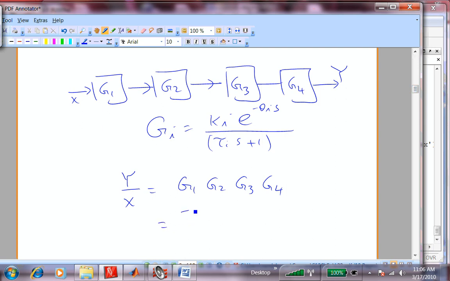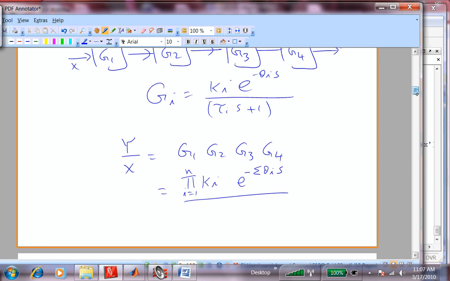So that's going to be equal to, I'm going to write this as pi k_i. You know what the pi symbol stands for? Sigma is summation, pi is product. So it's going to be the product of all the k_i's, and then I will have e to the power minus summation of theta_i s, divided by the product, i going from 1 to n, for n number of systems like that, of tau_i s plus 1. You understand every symbol there? Or have I jumped from this to this too much? Is anybody having doubts about why I wrote this like this?